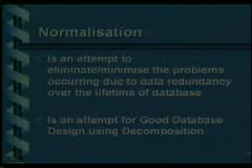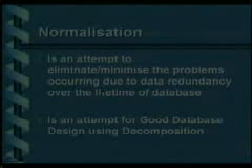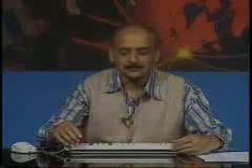So once again, what is normalization? Normalization is an attempt to eliminate or minimize the problems occurring due to data redundancy over the lifetime of a database. It is an attempt for good database design. And what technique is used? Decomposition. Now, with this, I would like to present in a nutshell how we normalize from one stage to another. There are multiple stages of normalization, 1NF, 2NF, multiple forms of normalization. So how do we move from 1NF to 5NF? Let us quickly summarize those issues in this particular session.